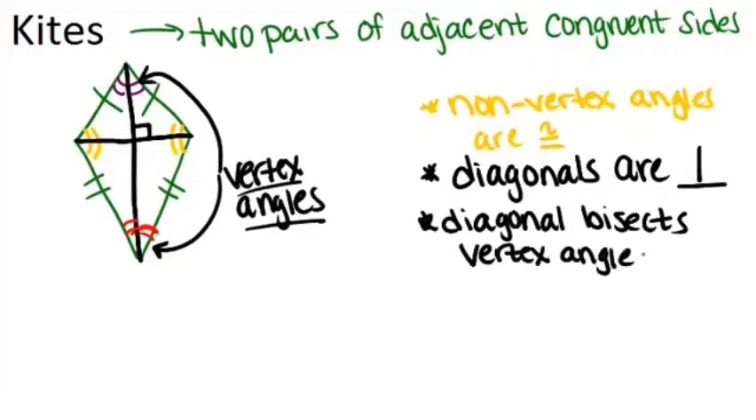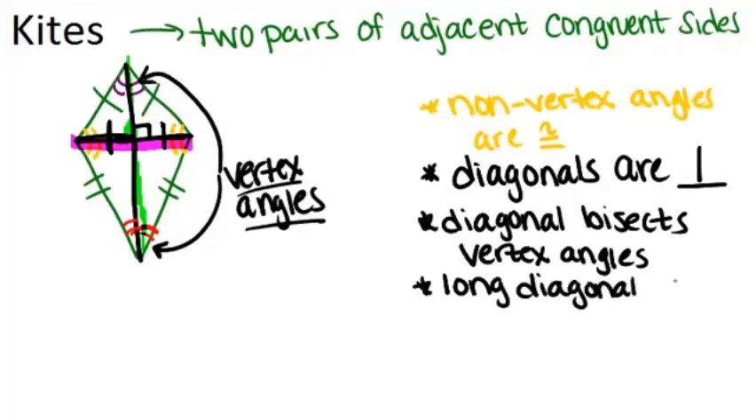The last property is that the long diagonal, this diagonal here, bisects the short diagonal right here. What that means is that this segment will be congruent to this segment. So the long diagonal bisects the short diagonal.